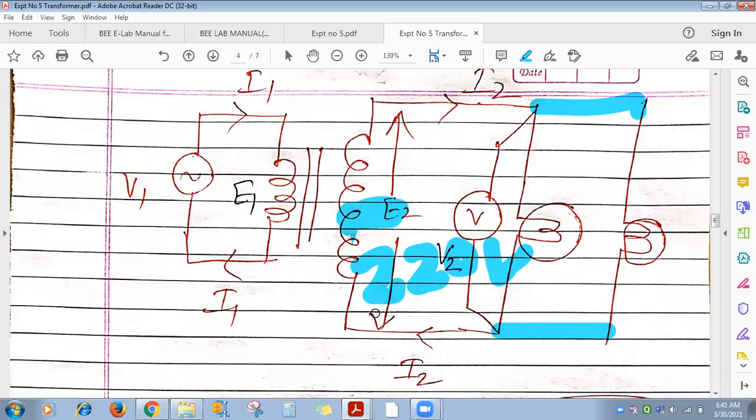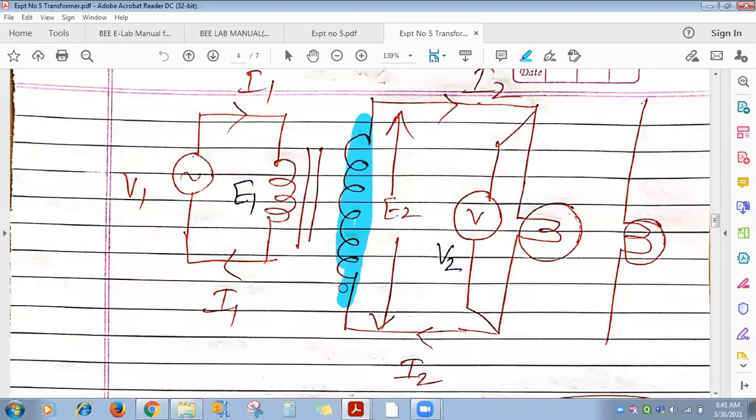So can you tell me, whatever the EMF induced in the secondary, is the full 100% applied across the load or less? The EMF induced is 220 volt; does the full 220 volt go across the load or less? Less goes. Where does the drop happen? This copper winding: the secondary winding is made up of copper, its resistance is R2, current flowing through it is I2, so I2 R2 drop will be there.